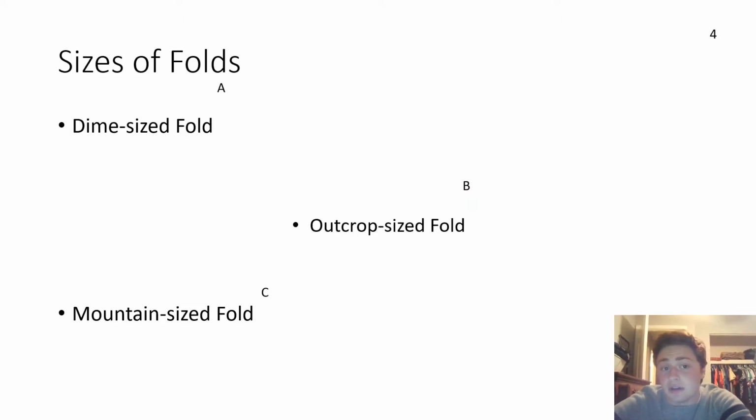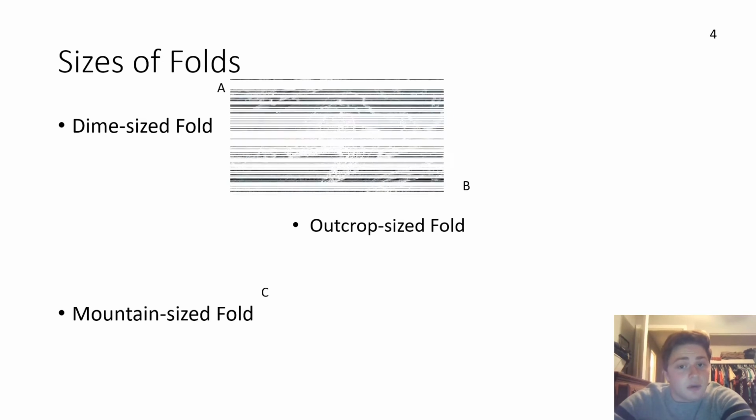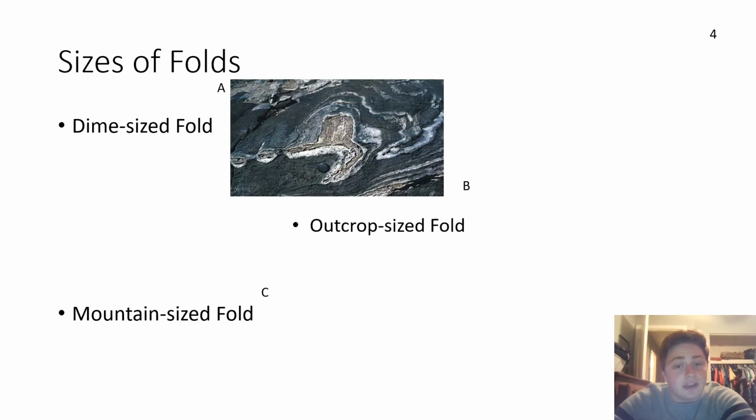As you might know, there are quite a few different kinds of folds, different not only in shape but also in size. The smallest types of folds are called dime-sized folds, and they can be very small, like fitting in the palm of your hand, or even so small that the naked eye can't see them. They are normally formed from metamorphic rock.